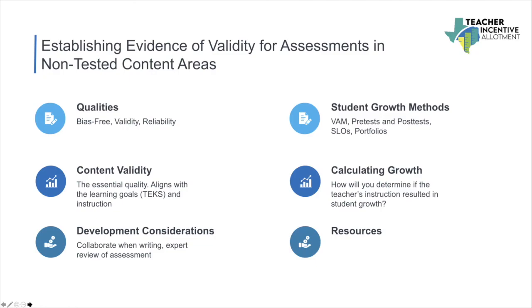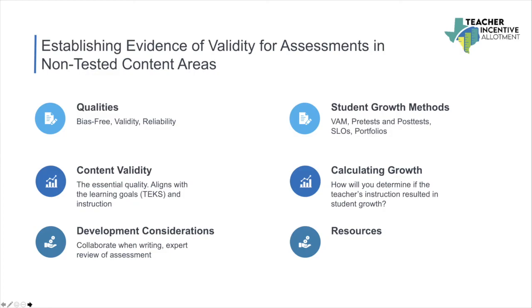When we're trying to establish evidence of validity for assessments in non-tested content areas, the three major qualities are that the assessments be bias-free, valid, and reliable. They need to basically produce similar results every time it's given in the sense that they're measuring the same thing in the same way across all groups of students. And they are actually connected to the content that's being taught in the state standards. Content validity is the most essential quality. This is where the assessment aligns to the learning goals of the TEKS for the instruction.